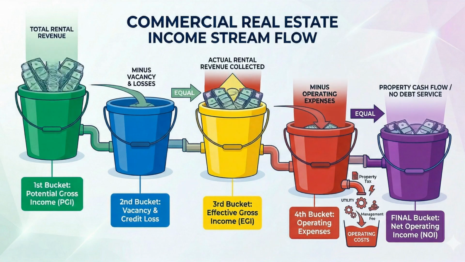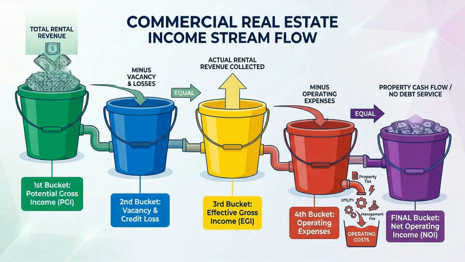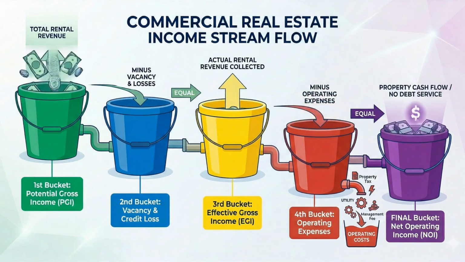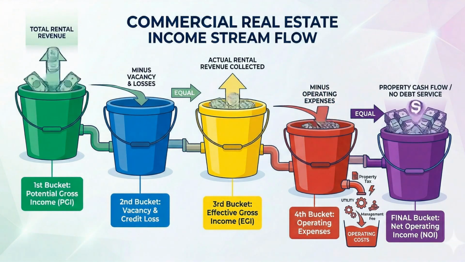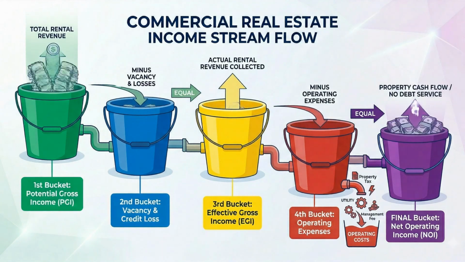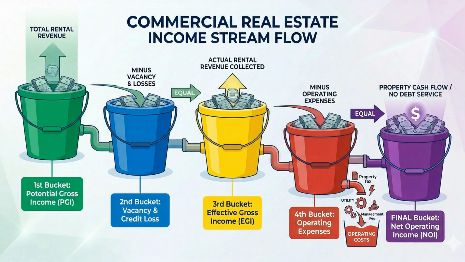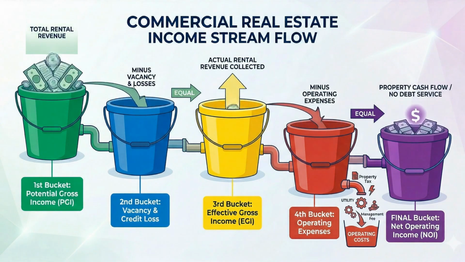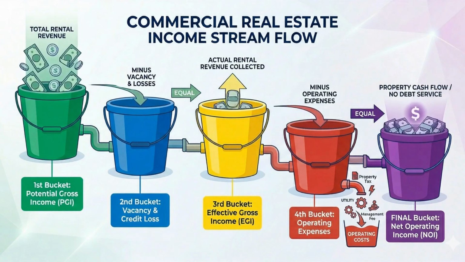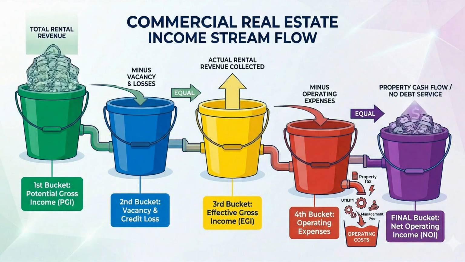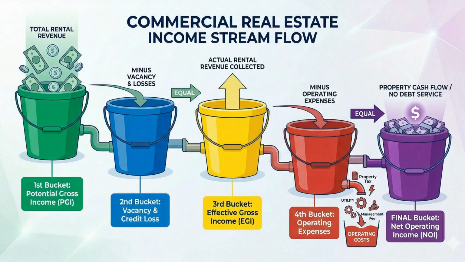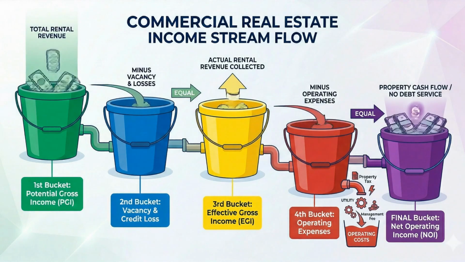A commercial property is usually valued based on the income it can produce. But we don't start with NOI, we have to work our way down to it step by step. So picture the income moving through a series of buckets. We start with the green bucket, potential gross income, or PGI. PGI is the total rental income the property could produce if every unit or space were rented and every tenant paid in full. In simple terms, PGI is what the property could earn, the best case ceiling.